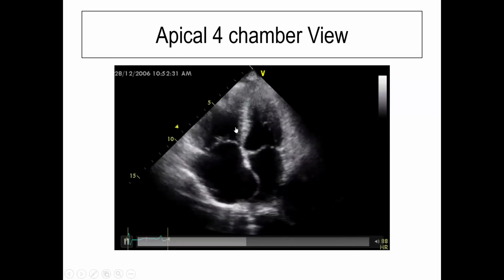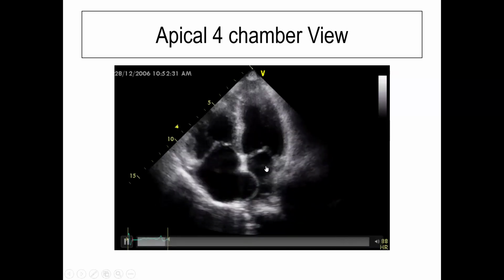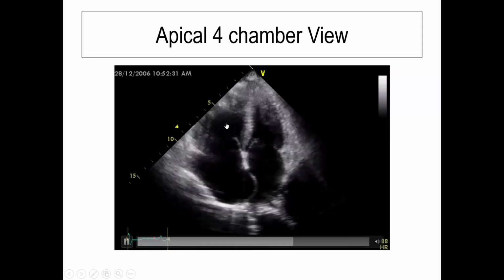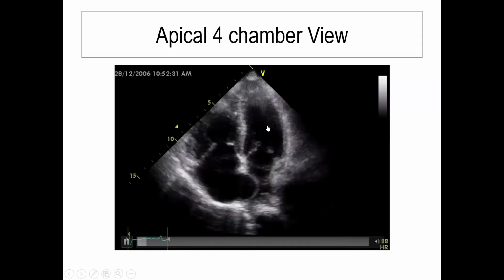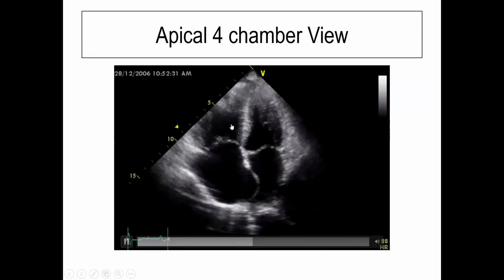If I have to describe this patient, I can only say that the RA pressure is more than LA pressure, at least more than 10 millimeters of mercury. And on top of that, RV is bigger as compared to LV. It could be because of a volume overload, or it could be a pressure overload.